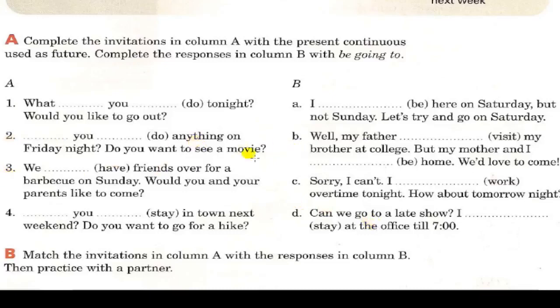3 B. We're having friends over for a barbecue on Sunday. Would you and your parents like to come? 3 B. Well, my father is going to visit my brother at college, but my mother and I are going to be home. We would love to come.